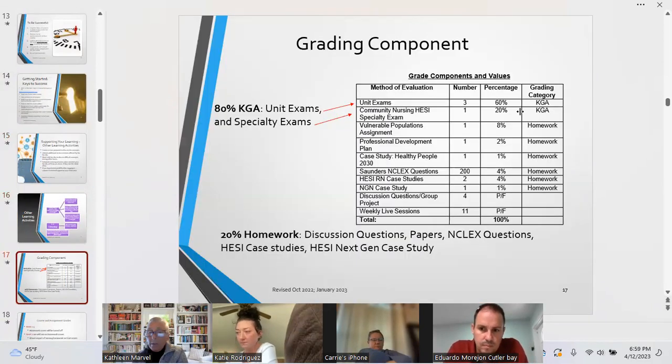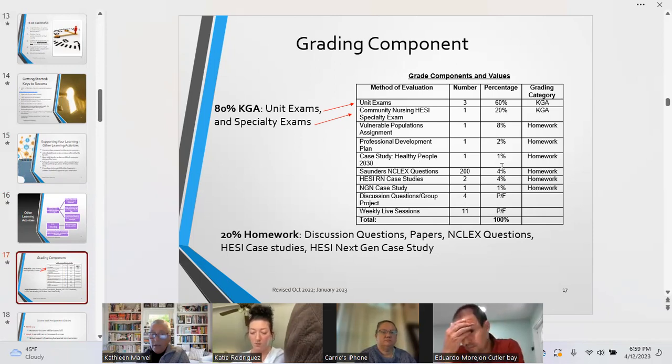Here's the breakdown. If you haven't looked at the syllabus yet, you've got 3 exams we talked about. You've got your HESI, 20%. So the KGAs are 80%, and then the homework is 20%. Here's your big one, vulnerable populations, week 9, 8%. Your professional development plan that you're doing this week, 2%. Your first group project, which is your case study, Healthy People 2030, 1%. You get 4 sets of NCLEX questions, each worth 1%. 2 case studies, each worth 2%.